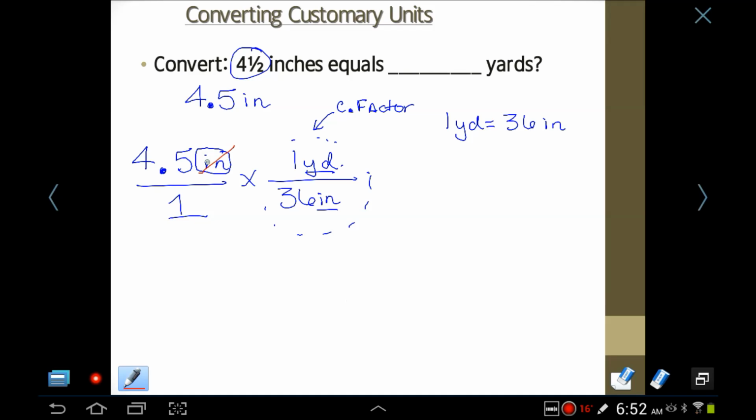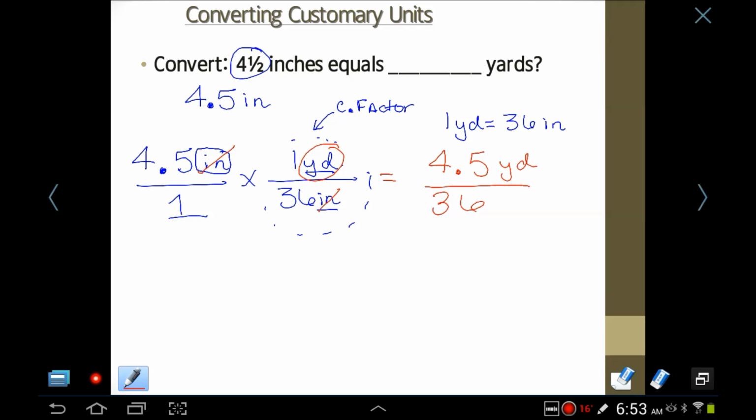Okay, so now the inches obviously cancel. Now just multiply, left to right. 4.5 times 1 is just 4.5 yards. Notice the yards did not cancel, so that's why I'm leaving it in the answer. And then that's going to be over 36. Okay? And this is definitely a good problem for your calculator.